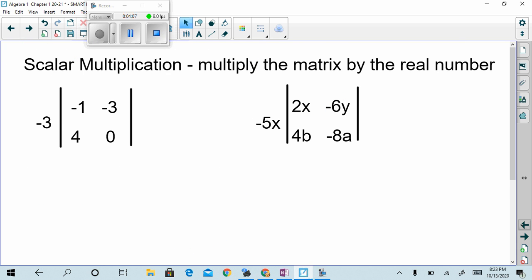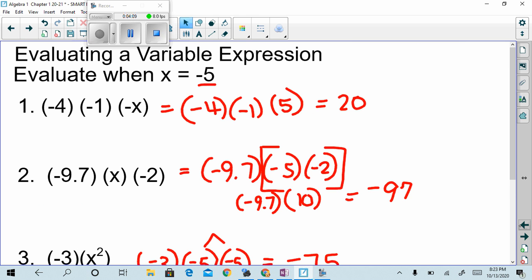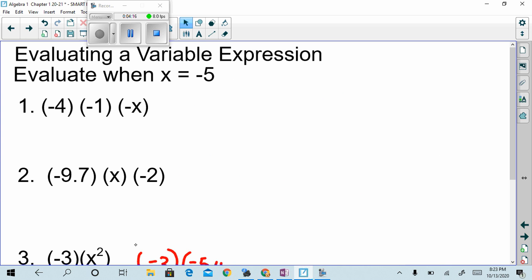Before we move on to something new, I want to talk briefly about evaluating expressions. When I evaluate expressions, I'm going to look at them by replacing the variable with a given value. We did this in expressions before, but now we're going to really be focusing in on products and negative factors. This first one, I'm going to substitute in, and again, negative 5 is my replacement value.